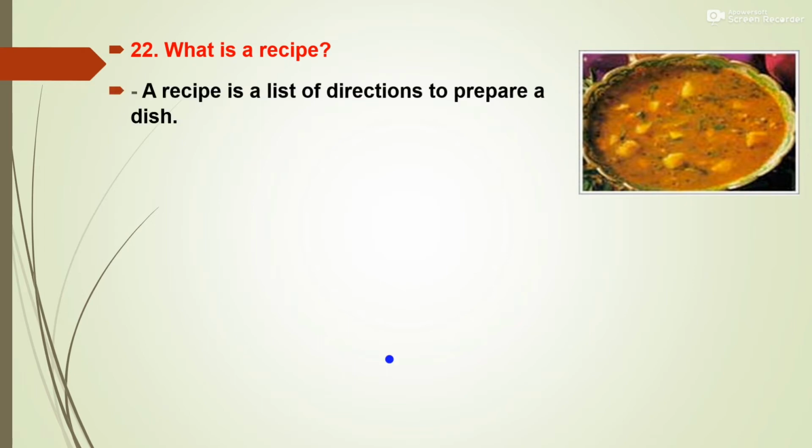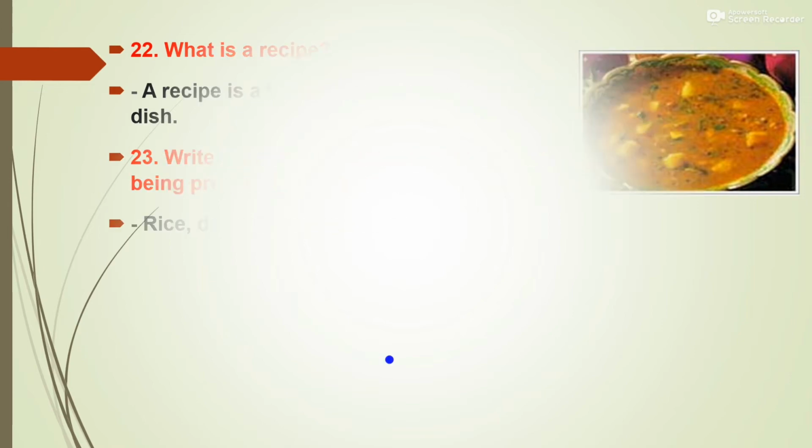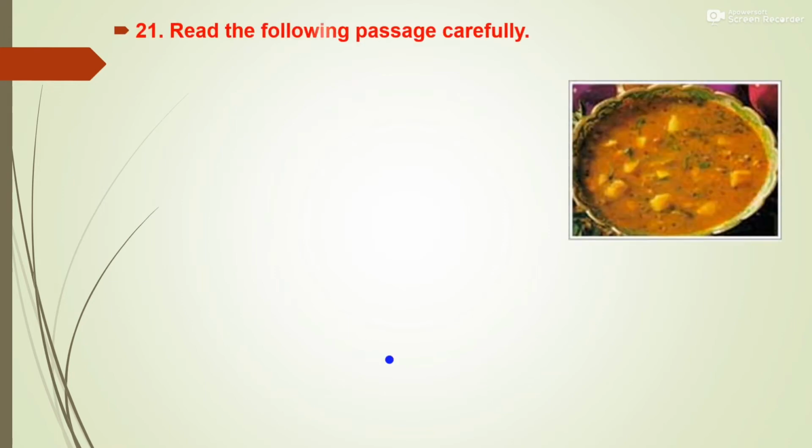What is a recipe? A recipe is a list of directions to prepare a dish. That means what you will do after what. The process is called the recipe. For example, to make Avial, first we have to wash the vegetables, then we have to cut them into long strips, then we have to put them on fire, then we have to add the paste of garlic, right? Then we have to add curd also. So this is the recipe. Write the names of some dishes that are being prepared in your home. Rice, dal, roti, pulao, kheer. These are the dishes we made.